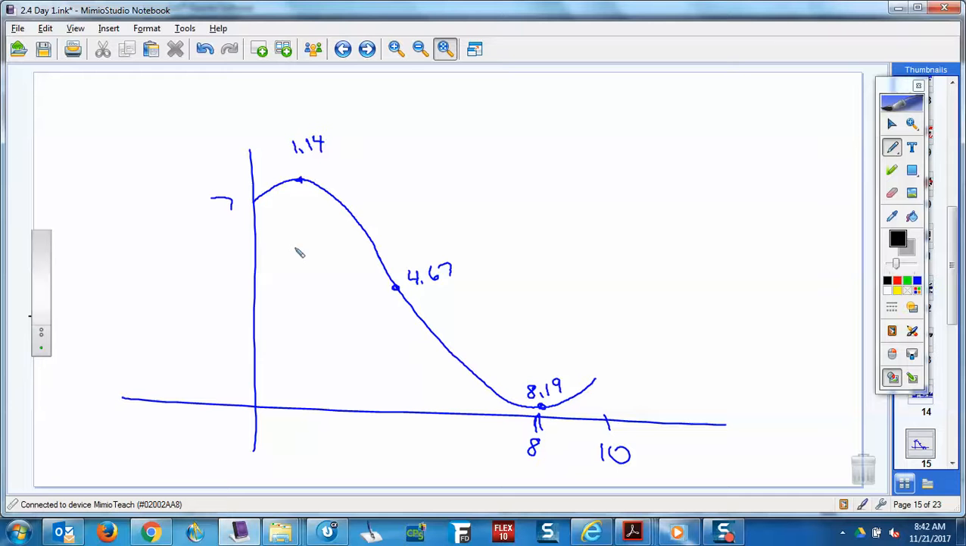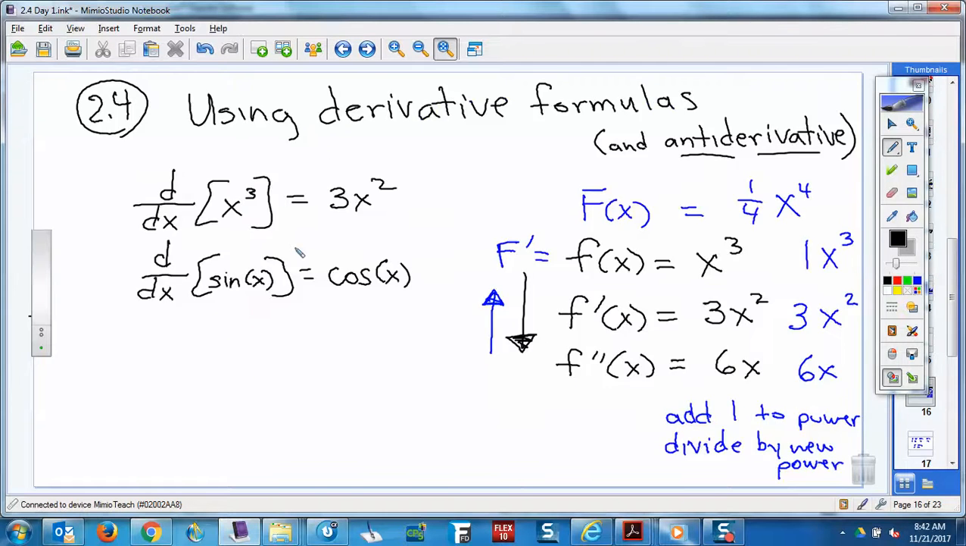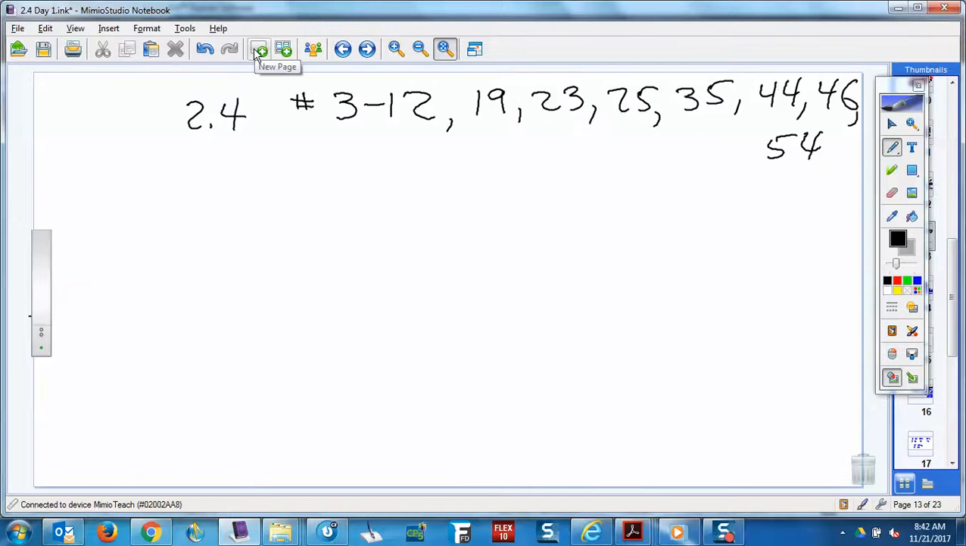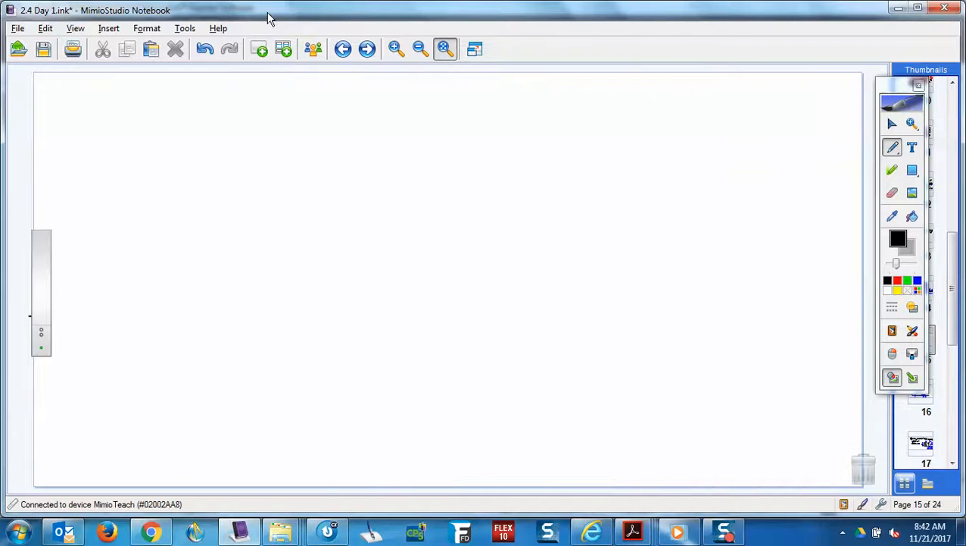Okay, so let's turn to page 106 in your book, because this is the last thing we probably have to talk about. Yeah, page 106. So this is the last thing we probably have to talk about. That is going to be on the quiz.